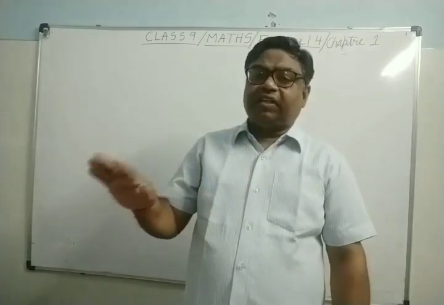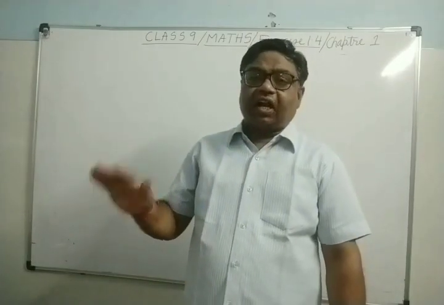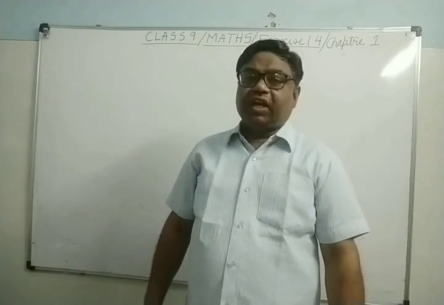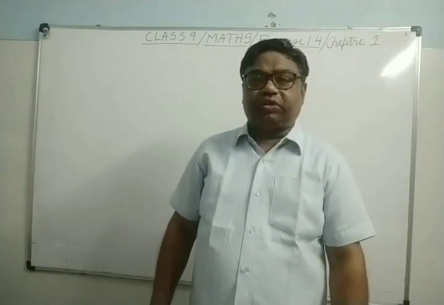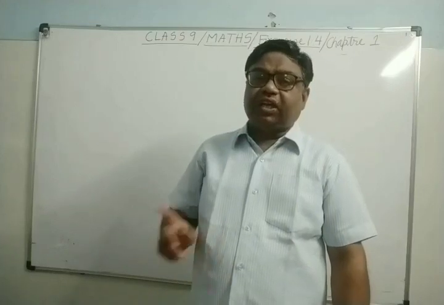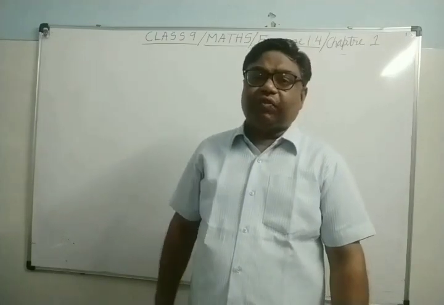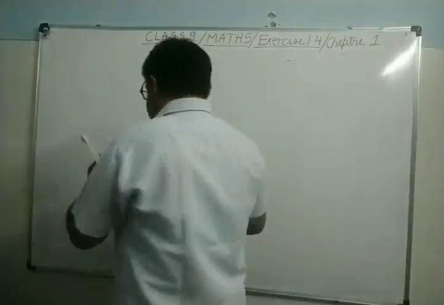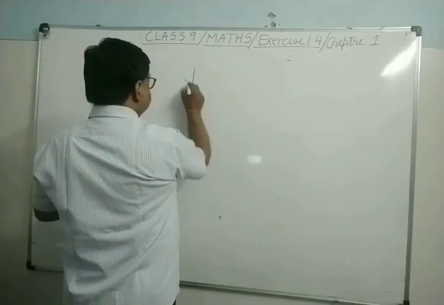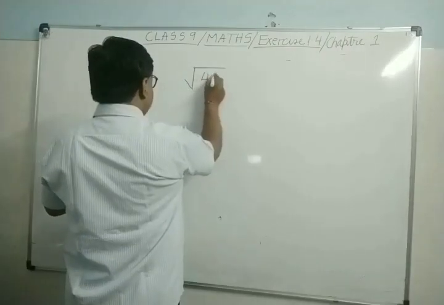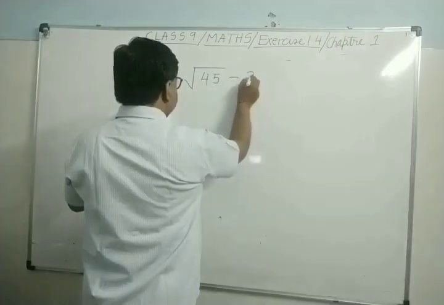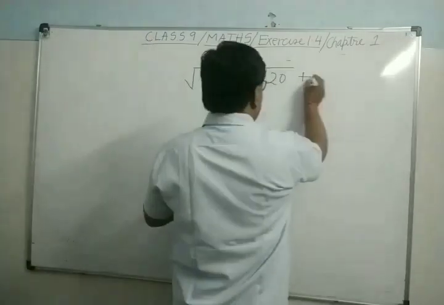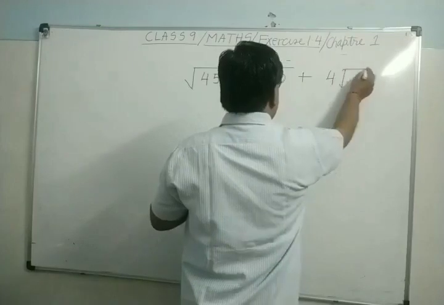The process of addition and subtraction cannot be performed between surds. We cannot add or subtract two surds. But multiplication and division, product and quotient, we can perform only if they are of the same order. It's clear? So you can see here it is square root 45 minus 3 root 20 plus 4 root 5. It's clear?